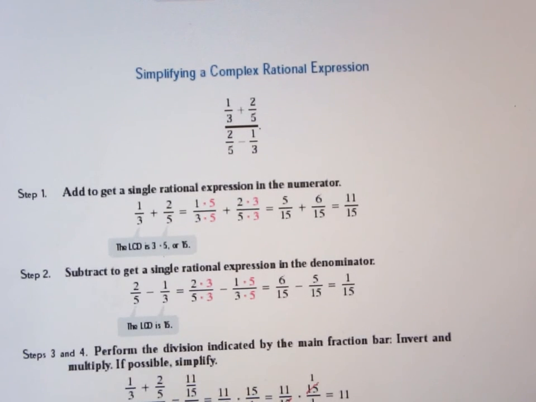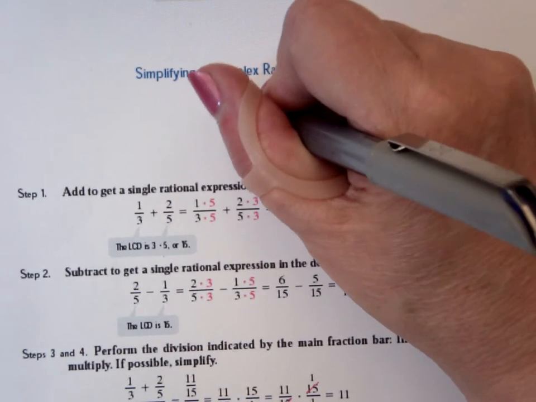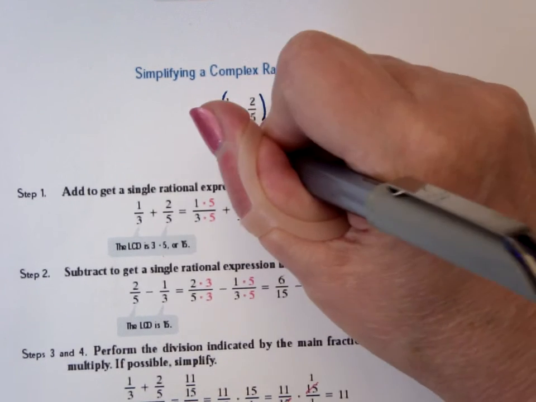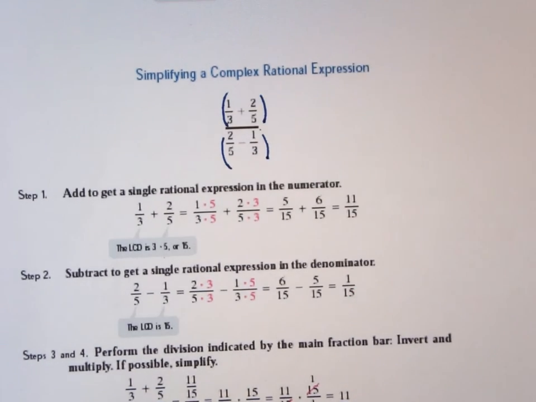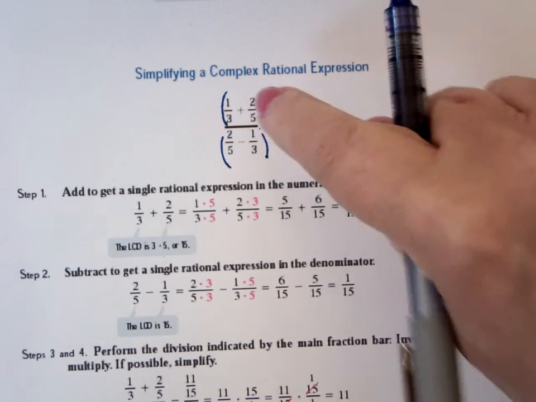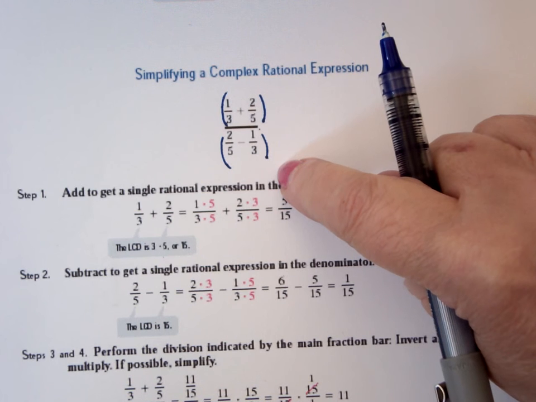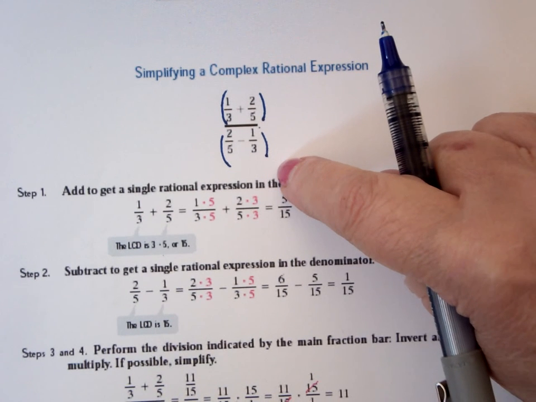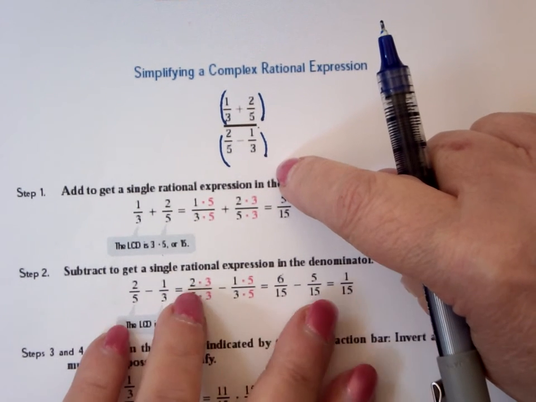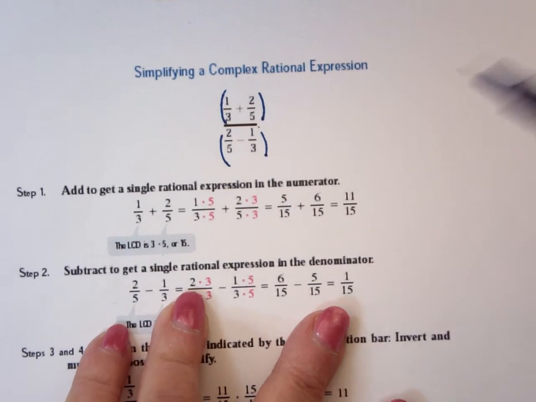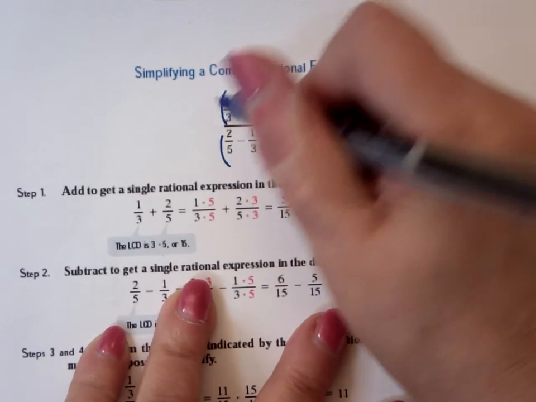So if I were looking at this problem here, there's a set of parentheses, there's a set of parentheses. That means I need to do the numerator, then I need to do the denominator, and once I've done them individually, I could invert and multiply or divide. So that's what they have here.